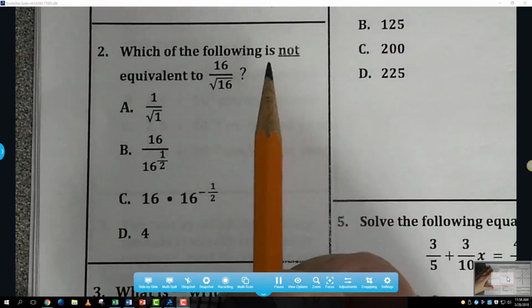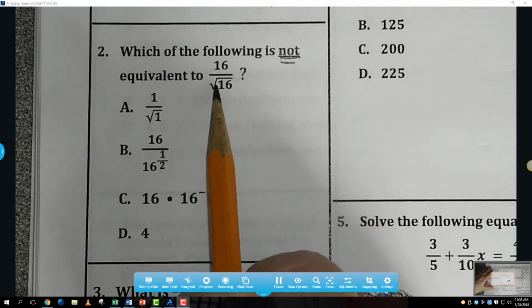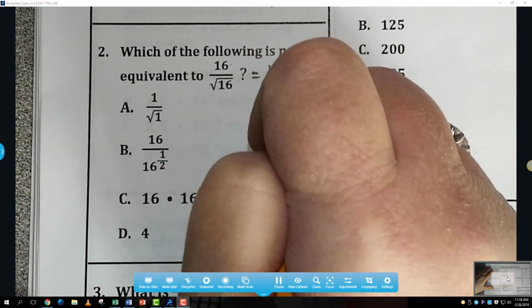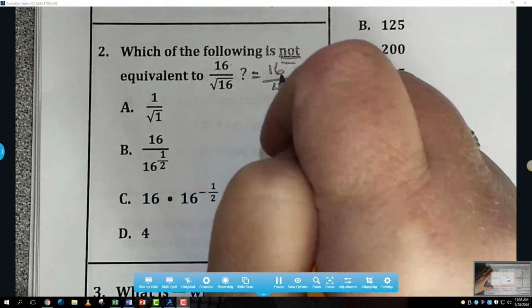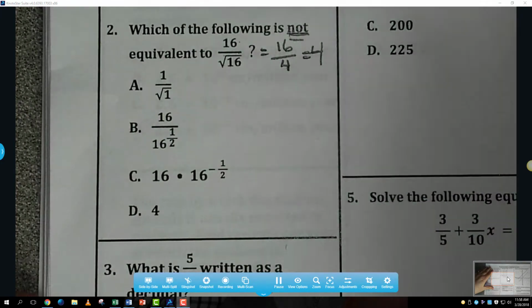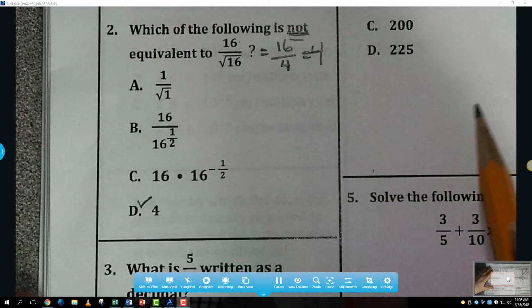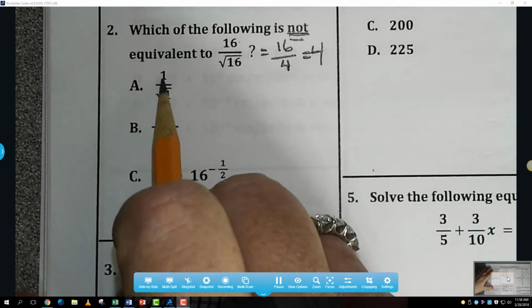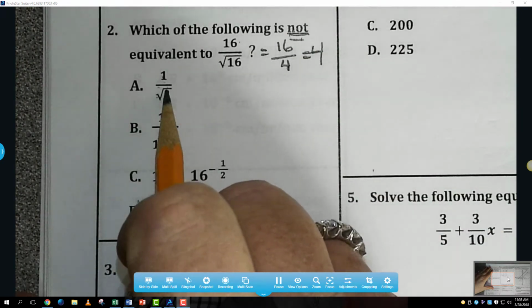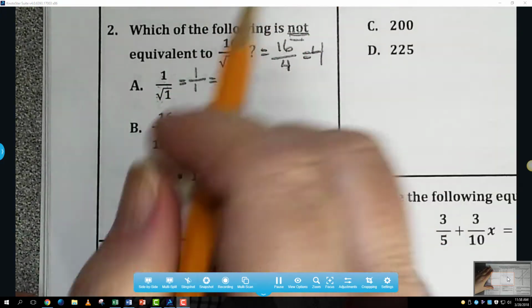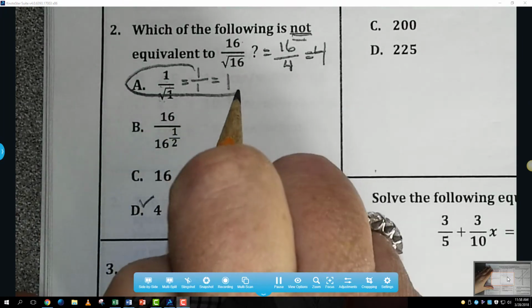Number 2, which of the following is not equivalent to 16 divided by the square root of 16? Well, the square root of 16 is 4. So this is really 16 divided by 4, and 16 divided by 4 is 4. So obviously this one is okay, but it's asking for which one is not the equivalent. Okay, 1 divided by the square root of 1. The square root of 1 is 1. So this is 1 over 1, which is 1. Obviously that's not 4. So there's our answer.